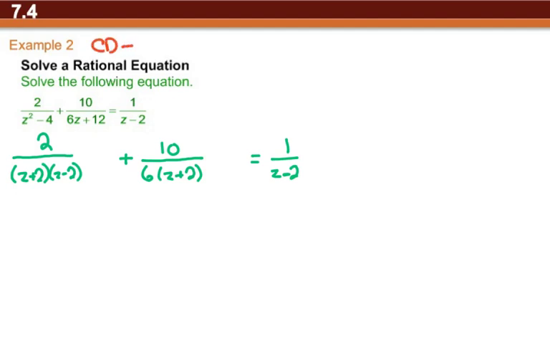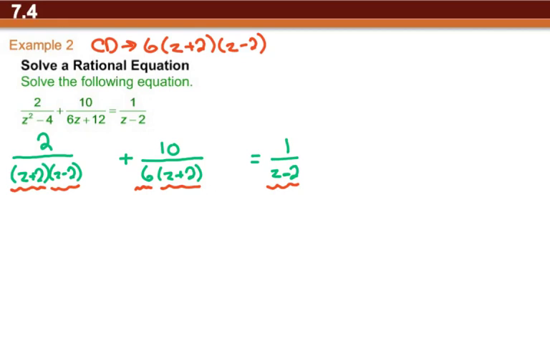Creating the common denominator, looking at coefficients. We have a coefficient of 6, which needs to get in there. We have variables. We have factors of z plus 2. We also have z minus 2. That takes into account all of the denominators we had, gives us a full common denominator. Now we can go about creating that.